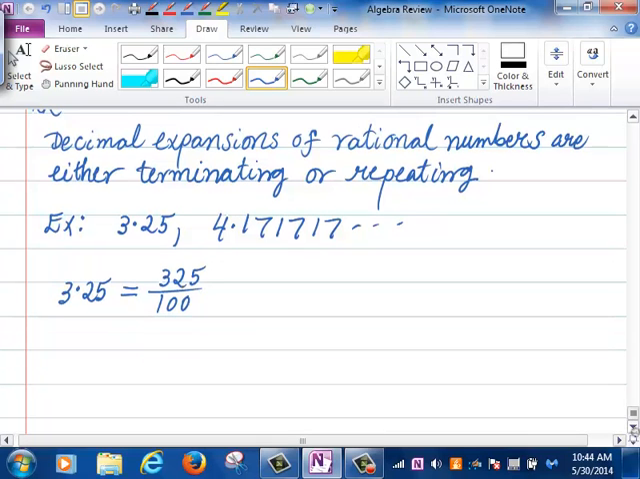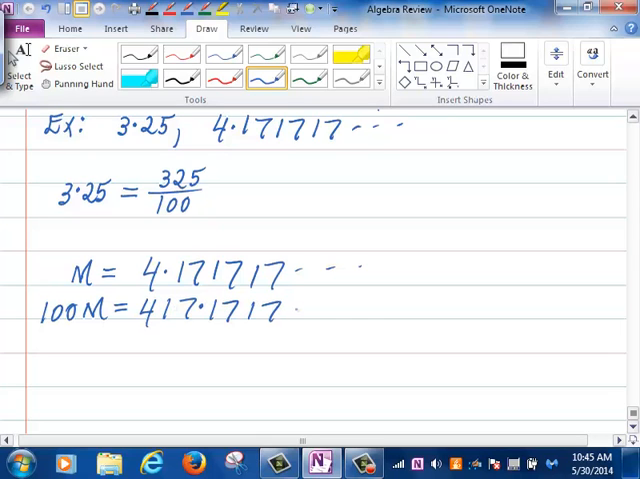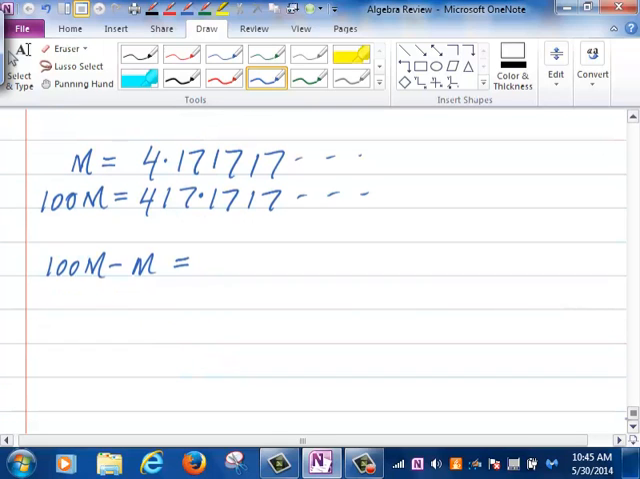How about 4.17? Let's take M to be 4.171717... Okay. I want to show you that M is the ratio of two integers. What I'm going to do is multiply M by 100. What do I get if I multiply by 100? 417.1717..., right? You guys agree with that? All right, so now subtract. What is 100M minus M?